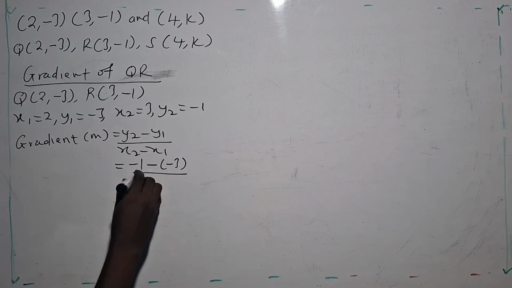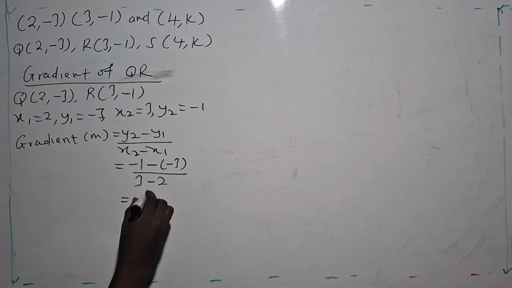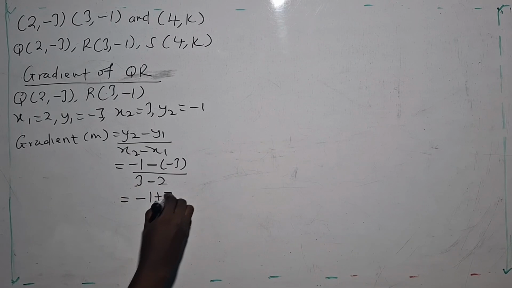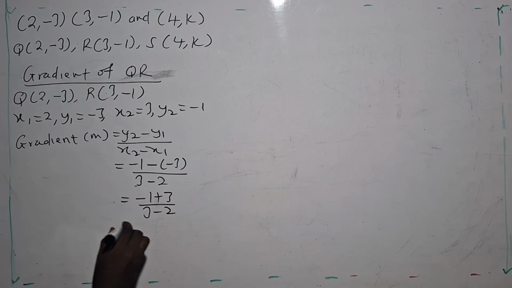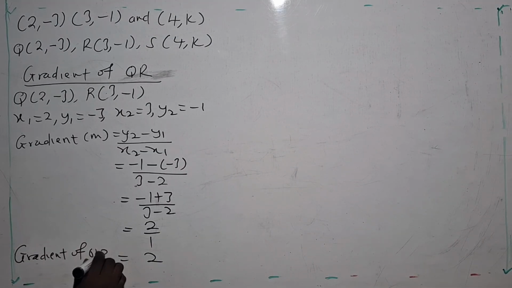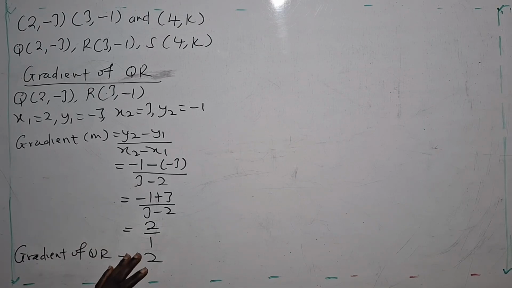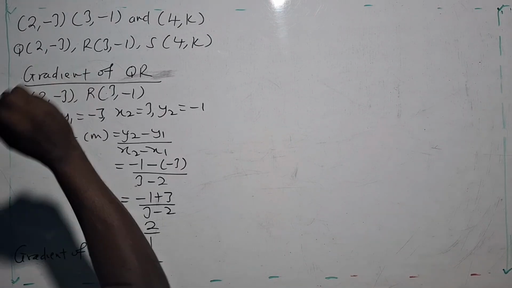All over X2, which is 3, then X1, which is 2. So the top one gives -1, and the negative will be positive. I prefer doing that before I move to the next one. -1 plus 3: you're owing 1 and you paid with 3, so there will be +2. Then 3 minus 2 is 1. So the answer is 2. So the gradient of line QR, we have gotten 2.